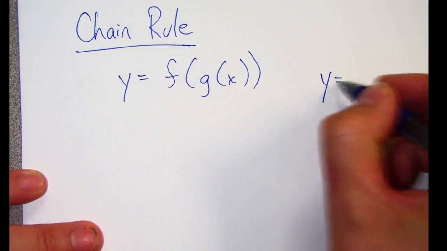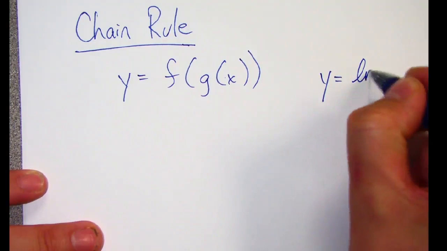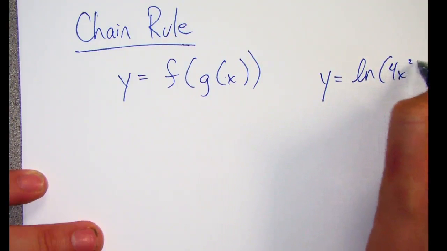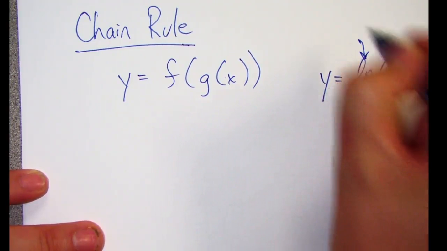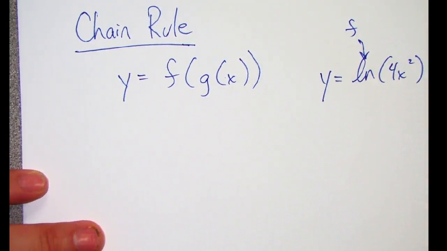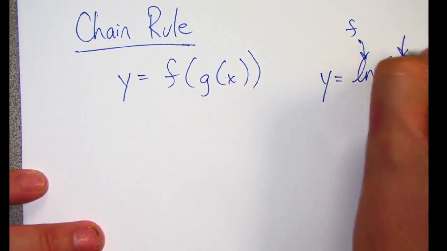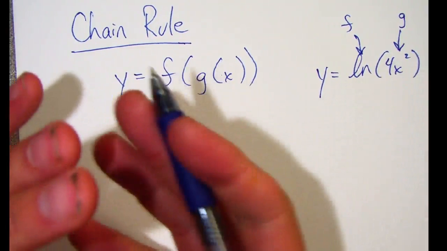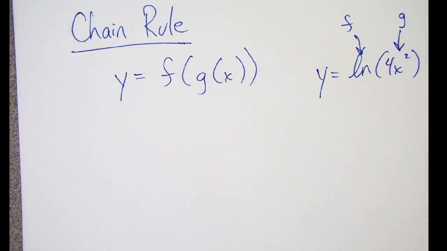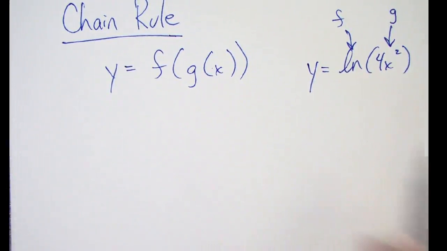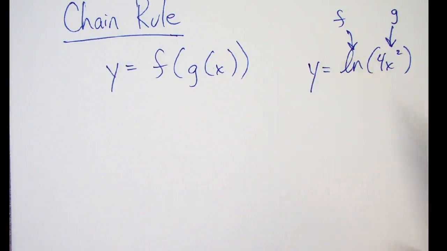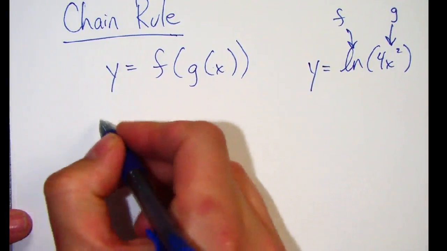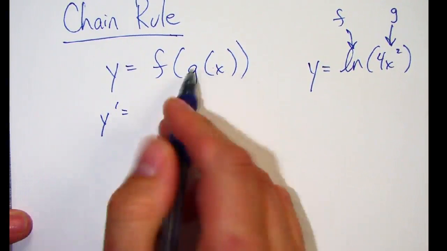So for example, if I have ln of 4x squared, this would be your f, like your outside main function. This would be your g, or what I'll call your little guy. That is the inside function that something is being done to by the outside function. So they're not being multiplied, it's one kind of inside of the other. If you have that, the derivative goes like this.